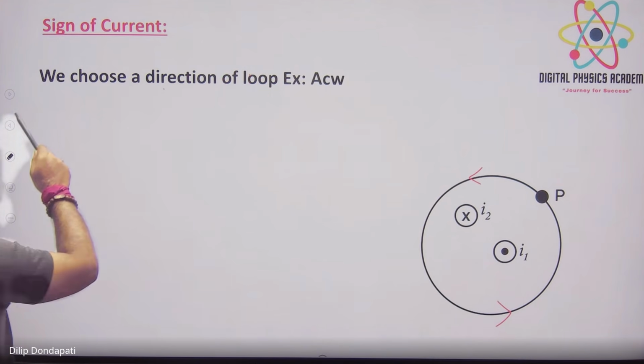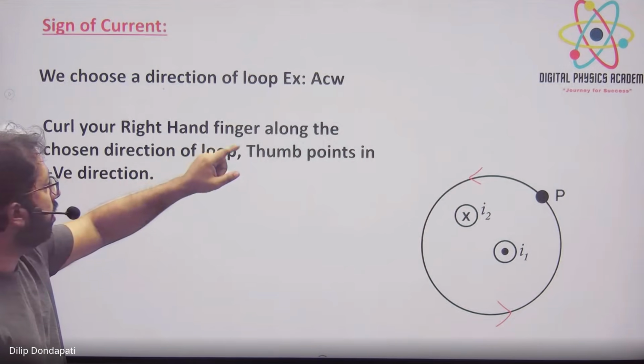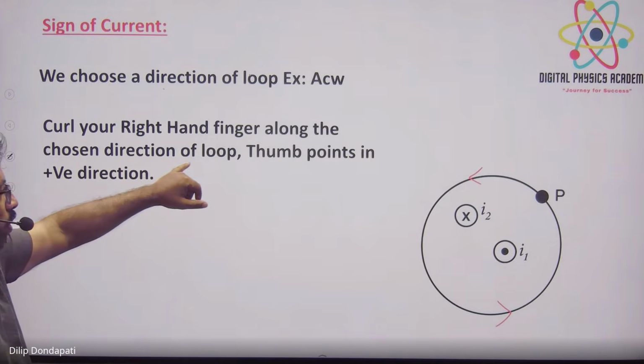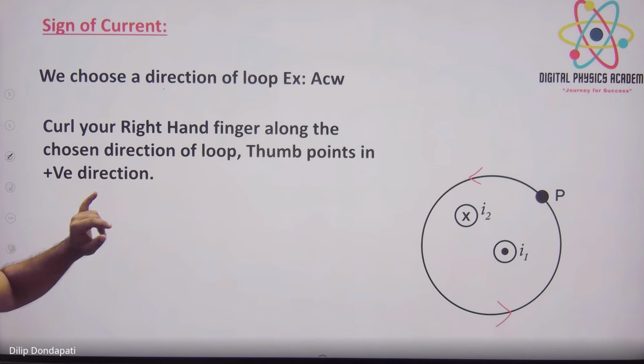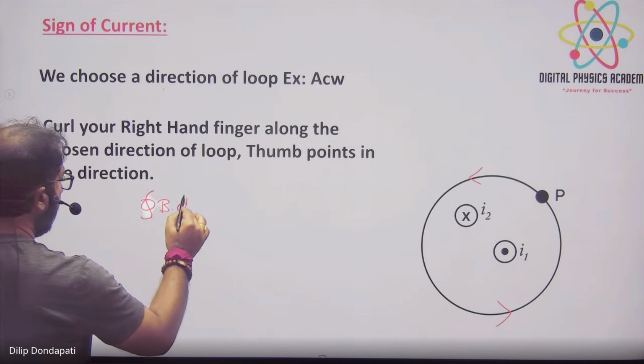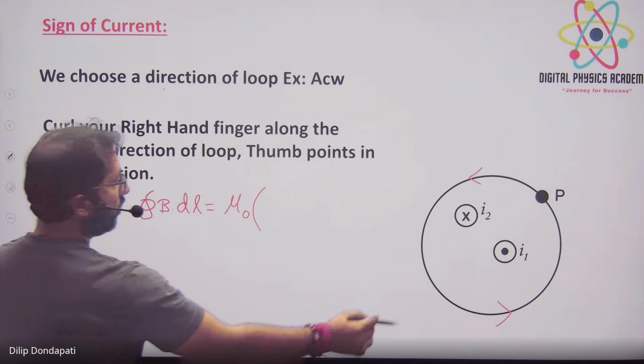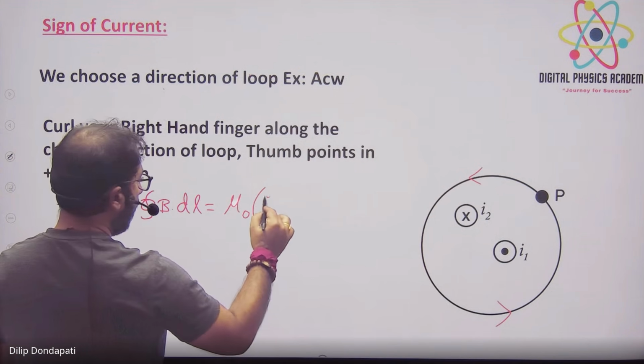So first we choose the loop direction anti-clockwise. Second step, curl the right hand fingers along the chosen direction of the loop. Thumb points the positive direction. Therefore, B dot dl is equal to mu naught times I inside. I inside, which is positive, is I1 minus I2.